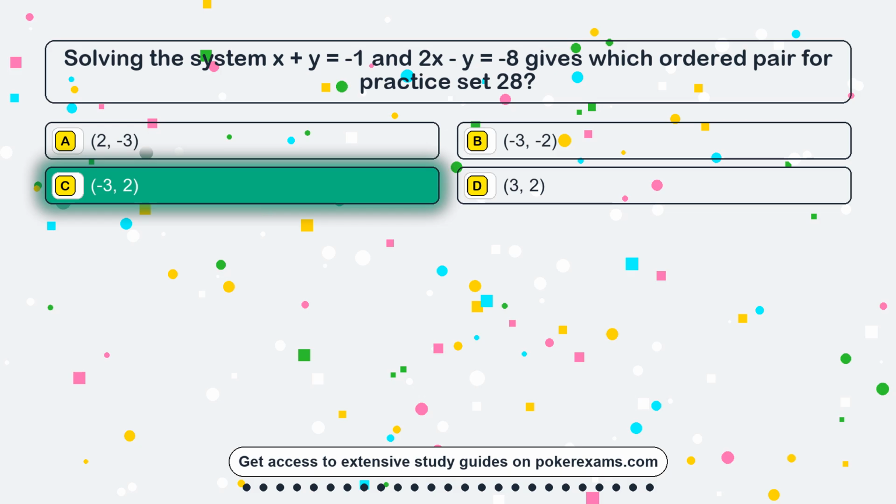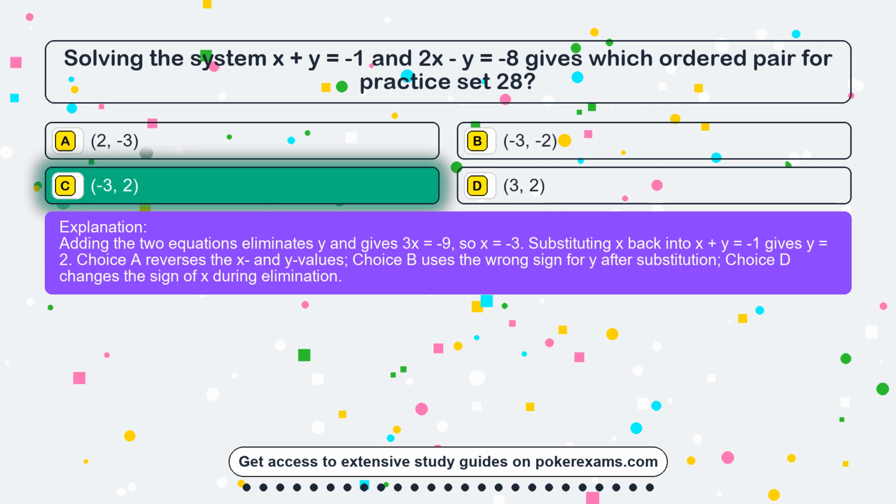The correct answer is option C, (-3, 2). Adding the two equations eliminates y and gives 3x equals -9, so x equals -3. Substituting x back into x plus y equals -1 gives y equals 2. Choice A reverses the x and y values, choice B uses the wrong sign for y after substitution, choice D changes the sign of x during elimination.